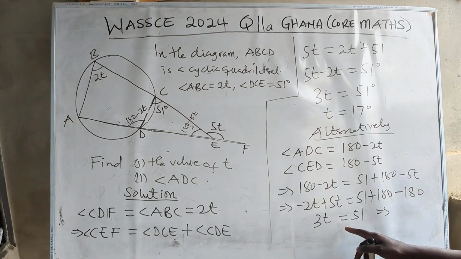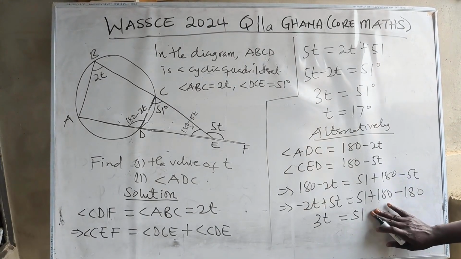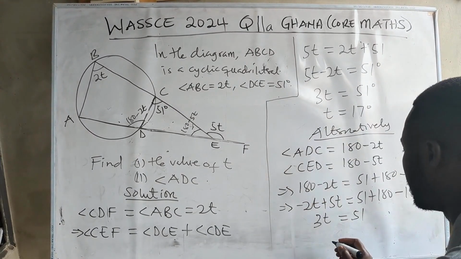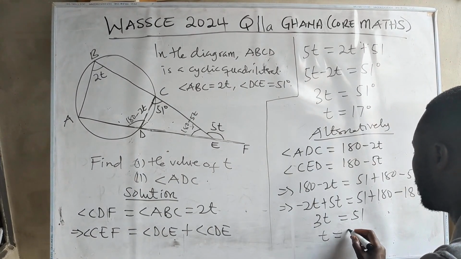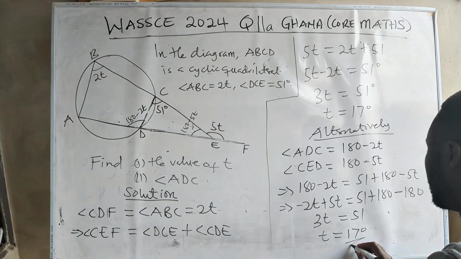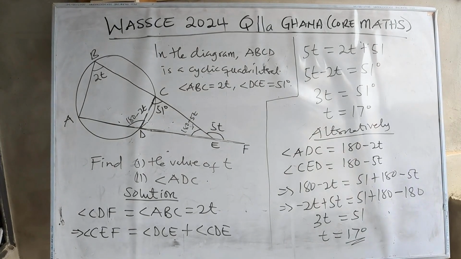So 3t is going to give us 51, and 51 divided by 3 is going to give us 17 degrees. So we see that we have the same answer, 17 degrees. This can also be another way you can solve to get the same value. Is that okay? I hope you understood it.